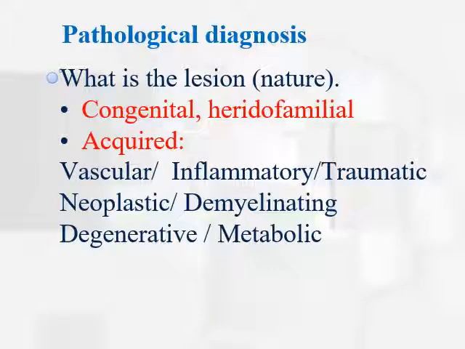The third diagnosis is the pathological diagnosis. What is the lesion? The nature of the lesion. Is it congenital or heredofamilial, or is it acquired? Maybe a vascular cause, inflammatory, traumatic, neoplastic, demyelinating, degenerative, or metabolic, and each one of these pathological diagnoses has its criteria and differs from the others in the onset, course, duration, and presentation.